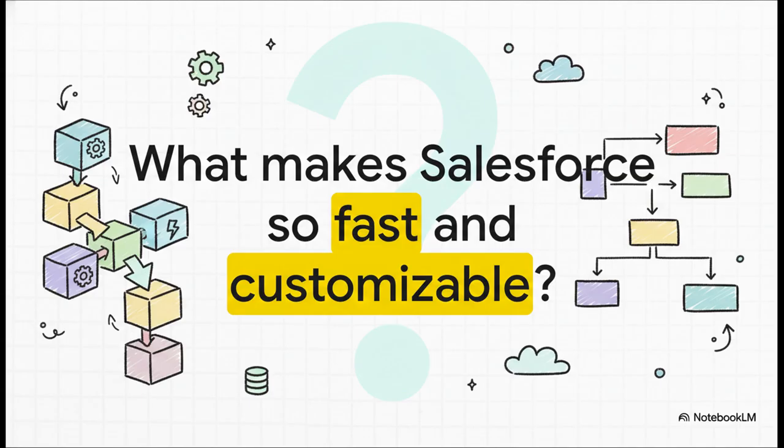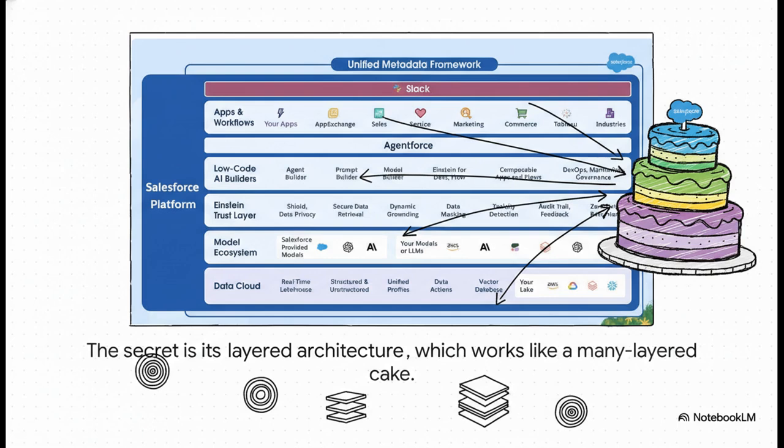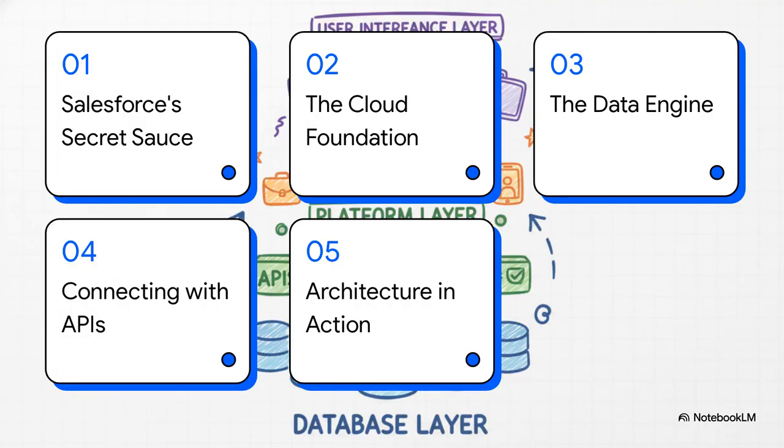The secret to all this power is its layered architecture. Honestly, the best way to picture it is like a layer cake. Each part is different, but they all stack up and work together to create something amazing. This structure, this cake, is the key to everything. To really get it, we're going to slice through that cake layer by layer.